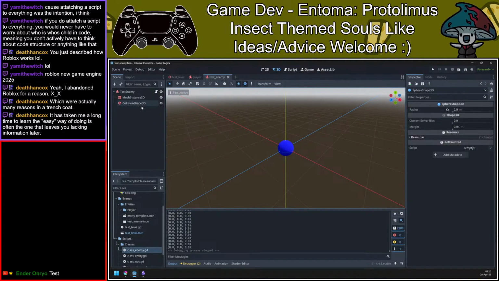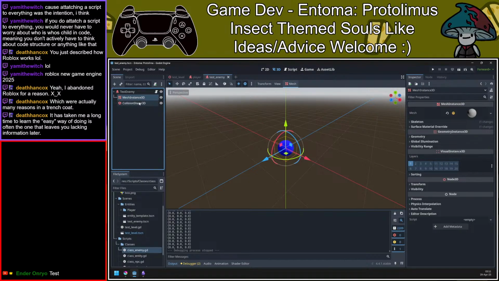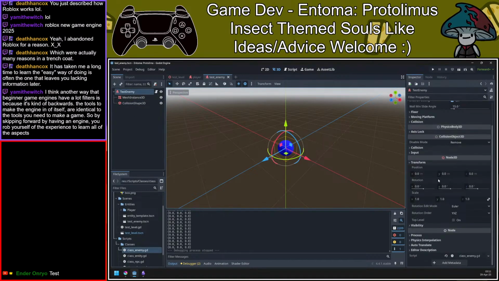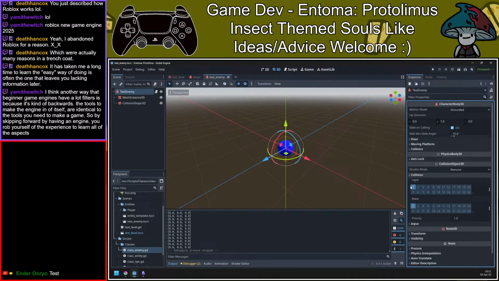Okay, so layers. Where's the collision layers? Okay, terrain, player. Looking for terrain, looking for player.